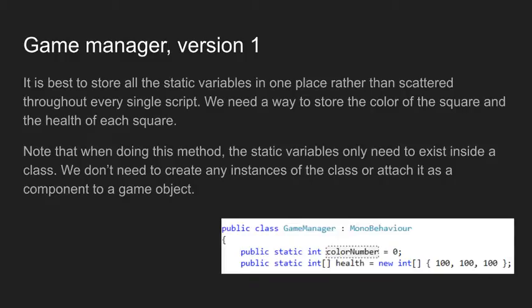Anyway, so the only thing we need to store is the color and the health, and I've made sure to associate each color or square with a number because that will make accessing the health easier, in an array. Since these are static variables, they're associated with the Game Manager class rather than Game Manager objects, so we won't have to create one. We'll still need to make that class.